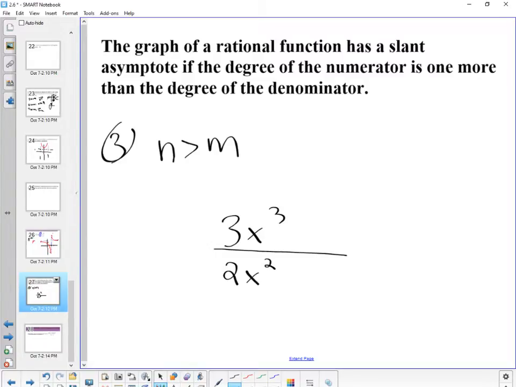So are we talking about the coefficient or the exponent? Exponent. When the degree of the numerator is 1 higher than the bottom one, you will have a slant asymptote. In this case, no. I'm giving you an example for his sake.